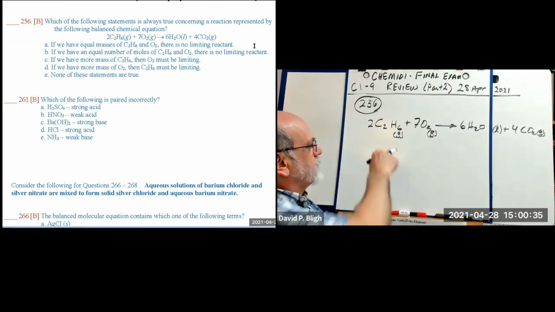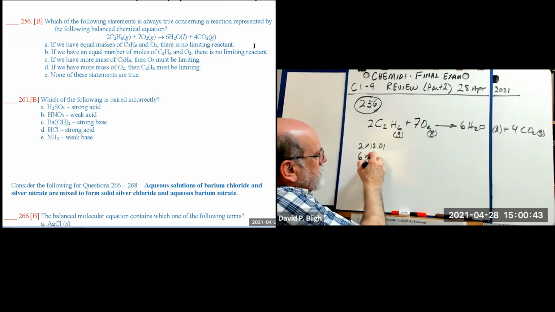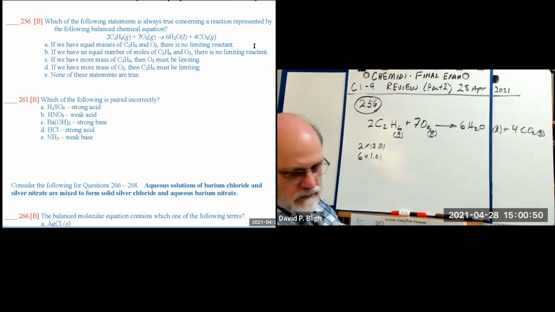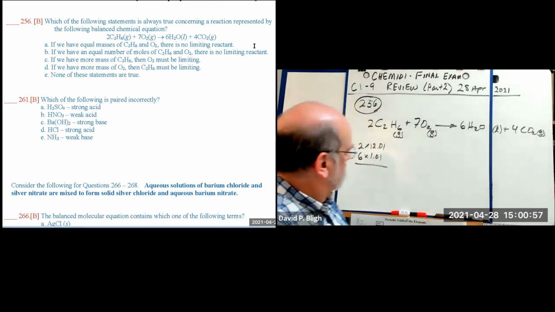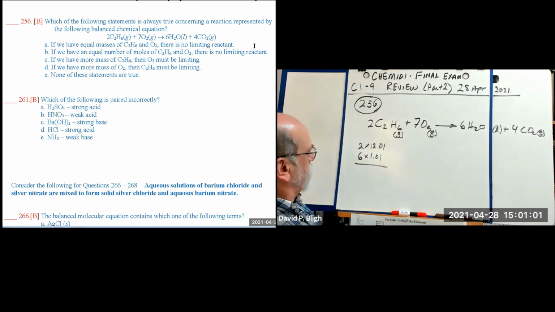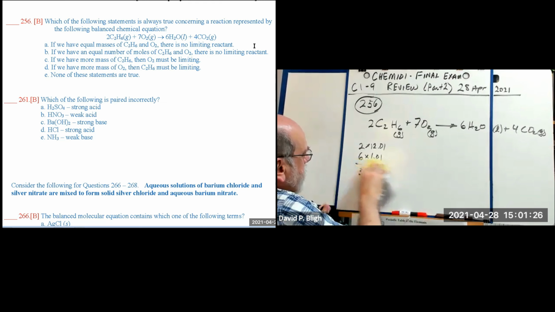C2H6. So 2 carbons and 6 hydrogens. So we got 12.01 for carbon times 2, and then 6.06 for all the hydrogens. So that's 30.08 grams per mole.